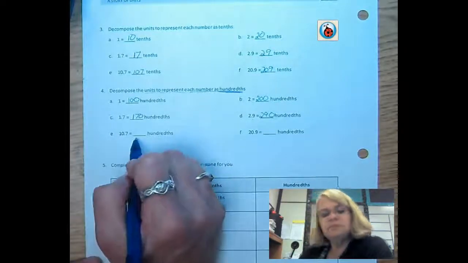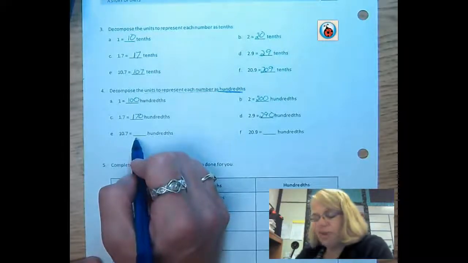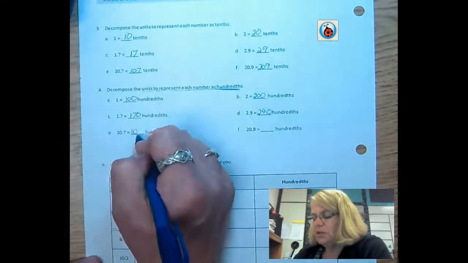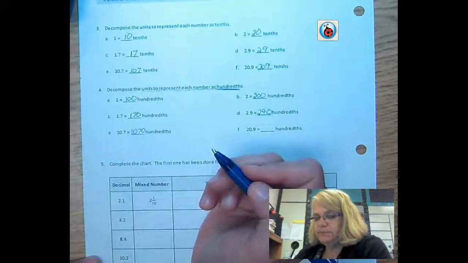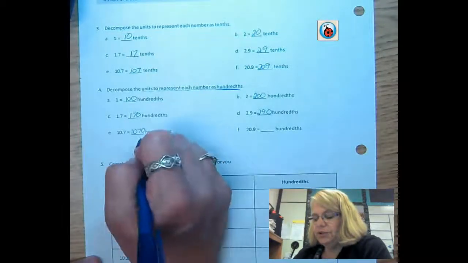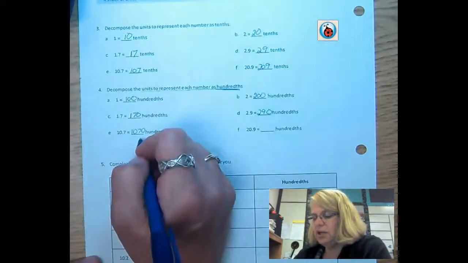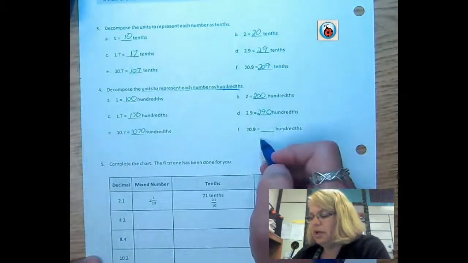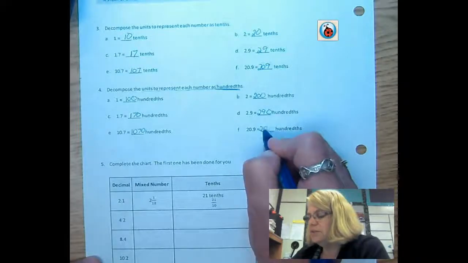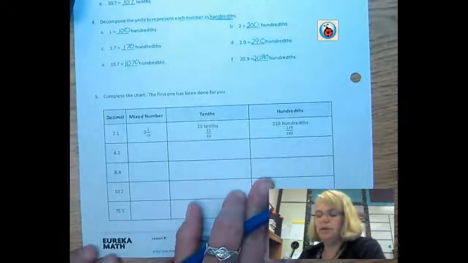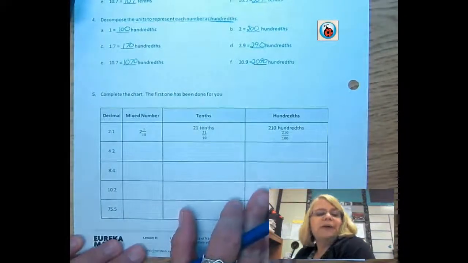How about this one? Okay, go ahead and figure that one out and then come back. Pause it. Figure out the next two. So it would be 1,070. And if you don't understand this, go back to your place value chart and put it in your place value chart and decompose it. Okay, this is 20.9. You would have 2,090 hundredths.